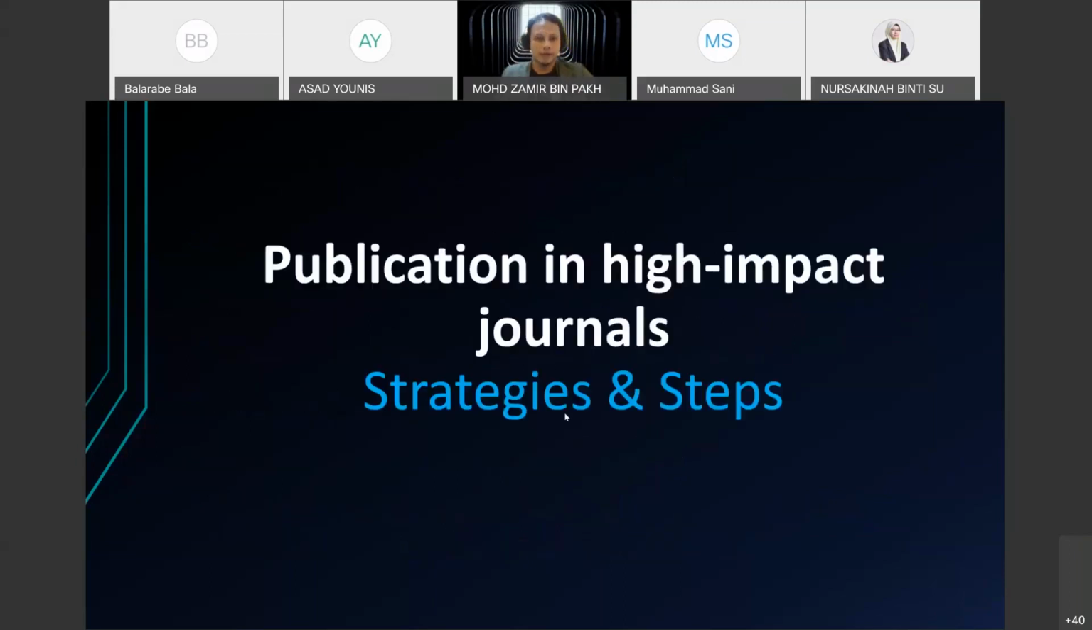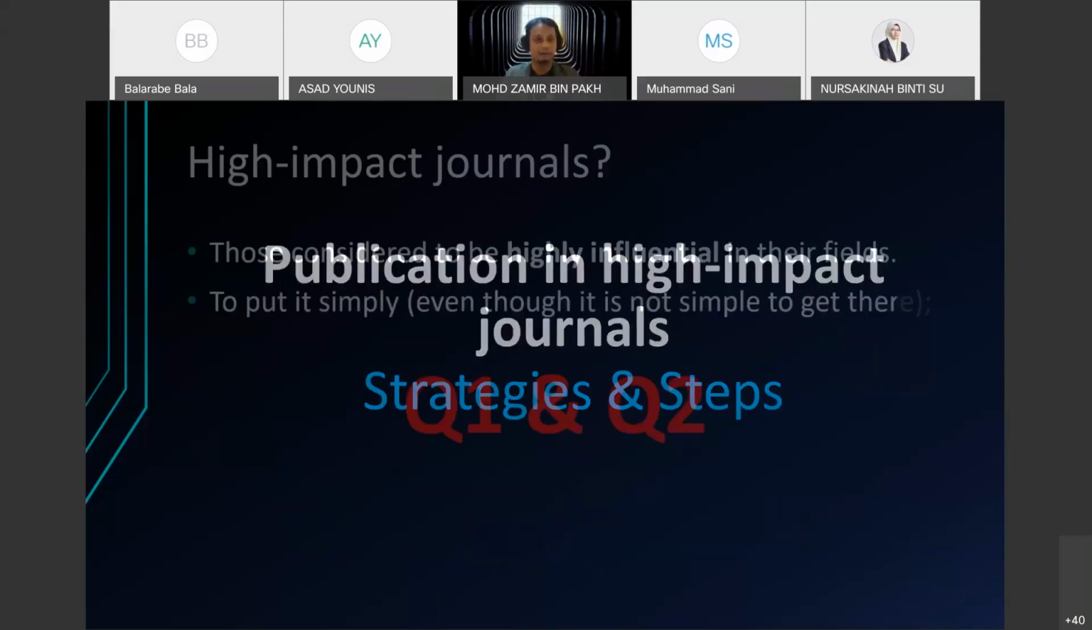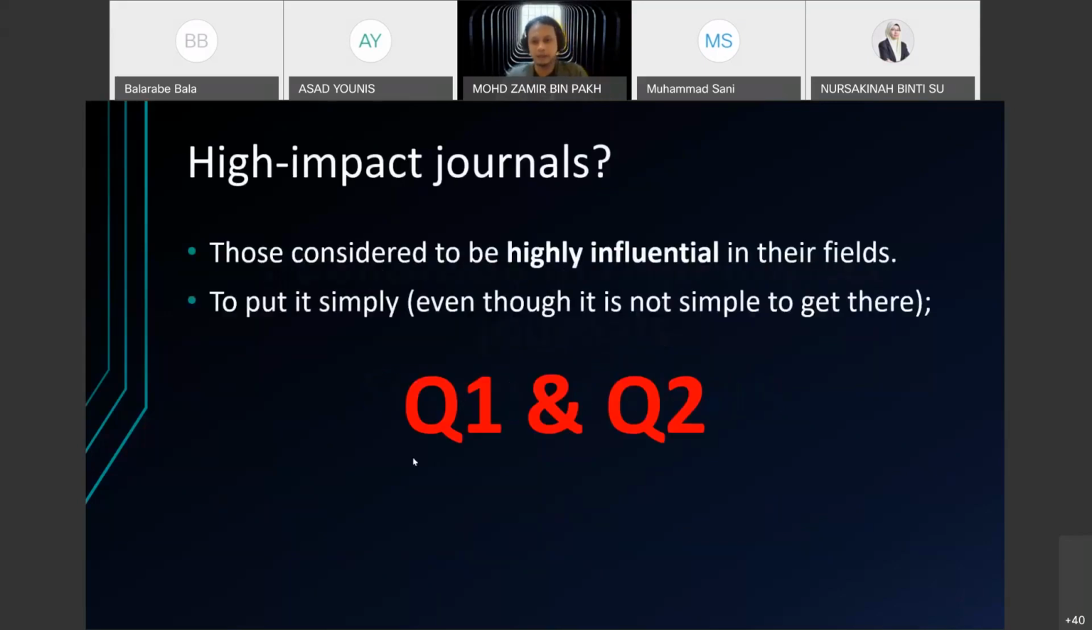Right, so now let's get to publication in high impact journals, strategies and steps. So high impact journals, what are they? Well, generally they are considered to be highly influential in their fields. So if you're talking about medical physics, there may be a set of journals that are influential in the field.